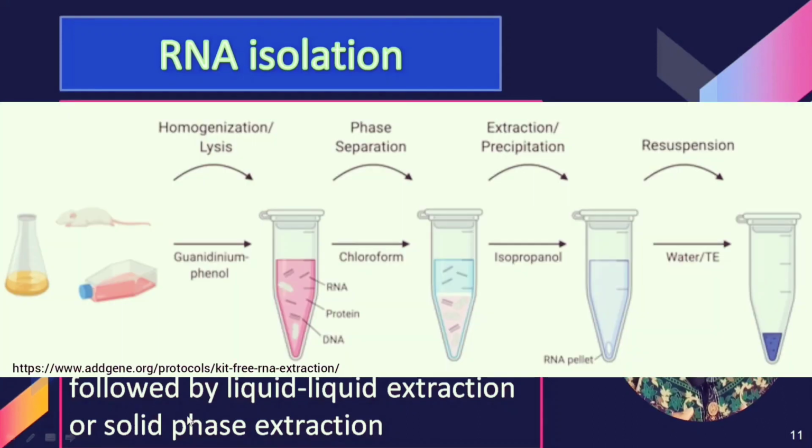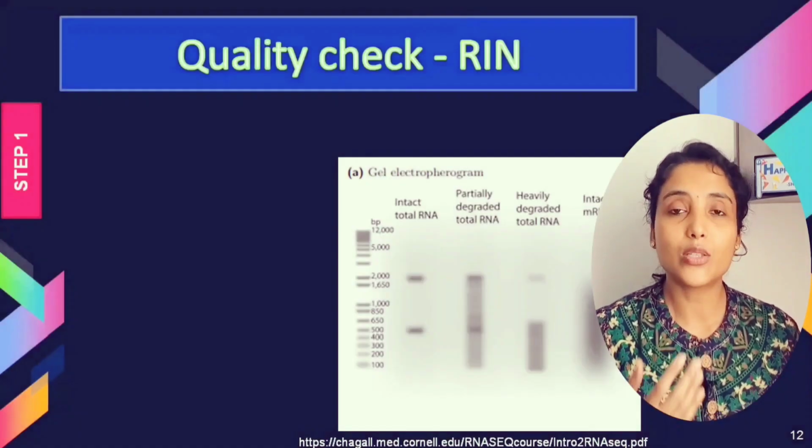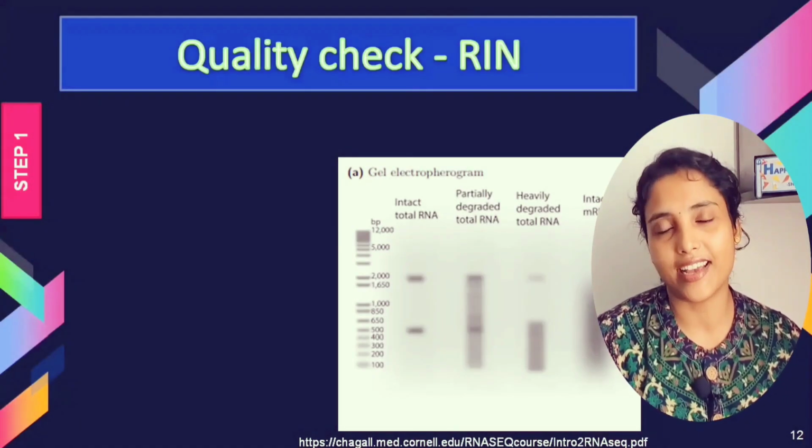Now, the basic of RNA isolation is that first you homogenize a sample, homogenizing meaning breaking down the cell wall, and then you carry out liquid-liquid extraction or solid phase extraction. If you have any doubt, please do refer to it. There will be a lot of data available on the techniques, how RNA is actually isolated. Okay. So let's see what happens after RNA isolation.